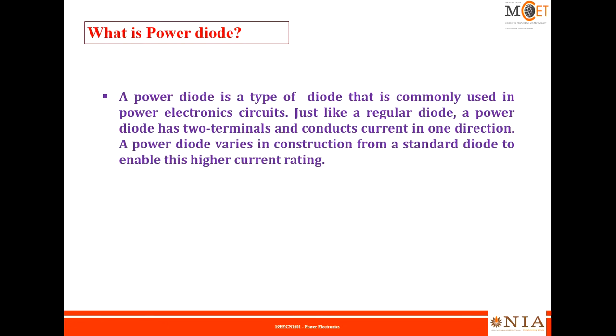Then, what is a power diode? A power diode is a type of diode that is commonly used in power electronic circuits. Just like a regular diode, the power diode has two terminals and conducts current in one direction. Power diodes vary in construction from standard diodes to enable a high current rating, and that is called a power diode.